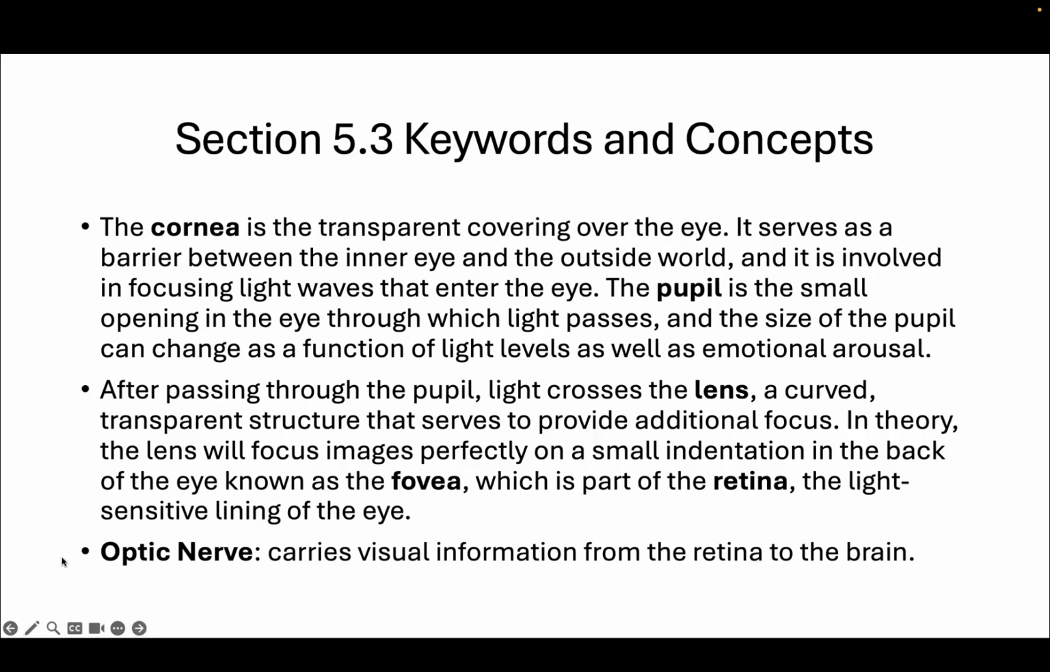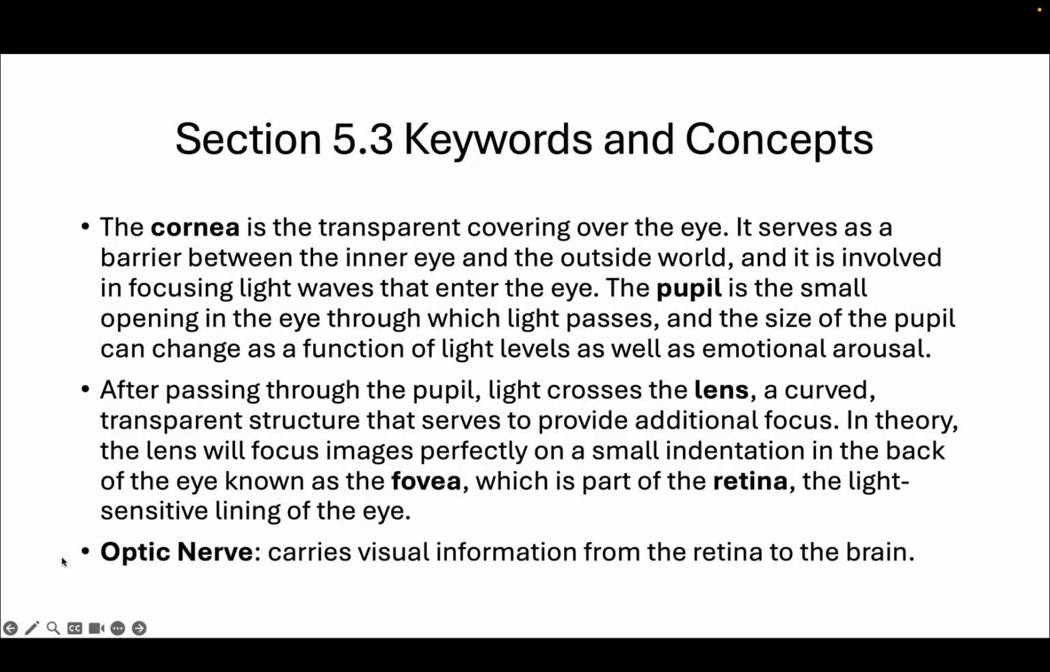So let's talk about the eye. The cornea is the transparent covering over the very front of your eyes, right? And it serves as a barrier between the inner eye, which does a lot of the work, and the outside world. And it's often involved in focusing those light waves that enter the eye, right? Your pupil's that small opening in the eye through which light passes, and the size of the pupil can change as a function of light, right? So if you're in a really bright room, your pupils are going to contract because they don't need to take in that much light. There's so much light. Whereas if it's really dark, they're going to dilate. They're going to get bigger so that you can see in the dark, right?